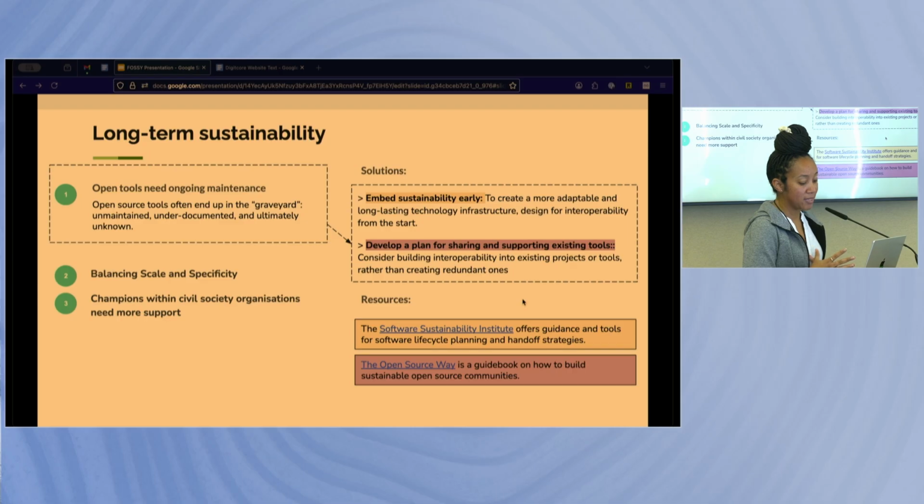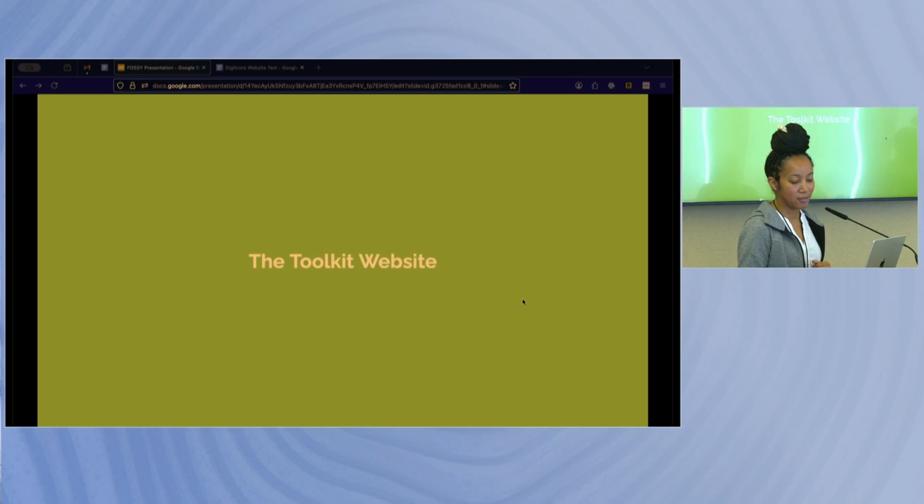are balancing scale and specificity, which was another big thing that we found. Quite often, if a tool was made specifically for a community, it was really hard to properly open source it and have other communities adapt it. And then when it was too general, it was a bit difficult for communities to adapt on their own. And then lastly, champions within civil society need more support, which is also kind of self-explanatory, but there were so many community workers doing a lot of the grunt work, a lot of the invisible labor, and we have very many solutions. So now onto the website.